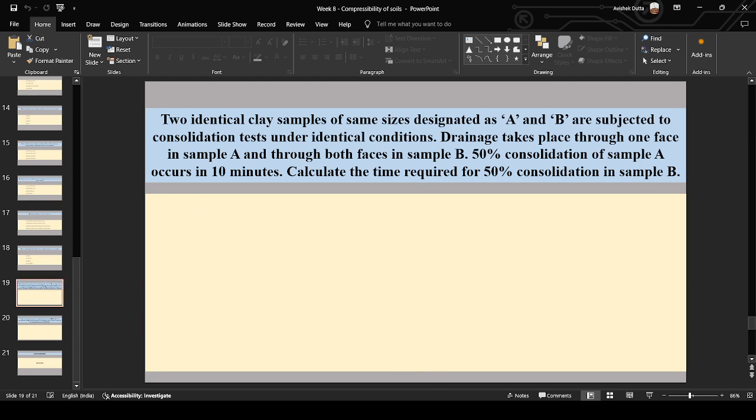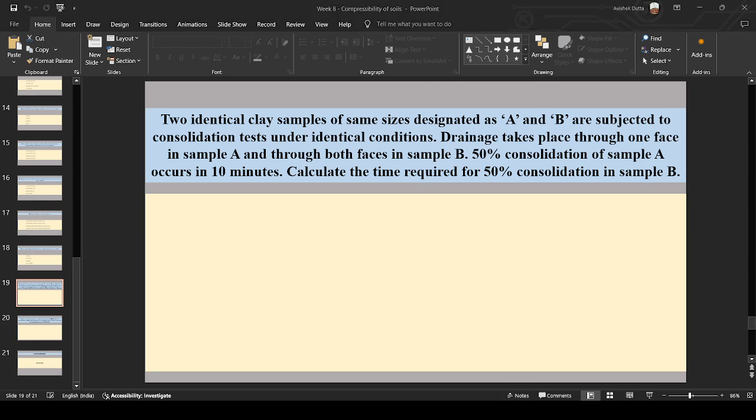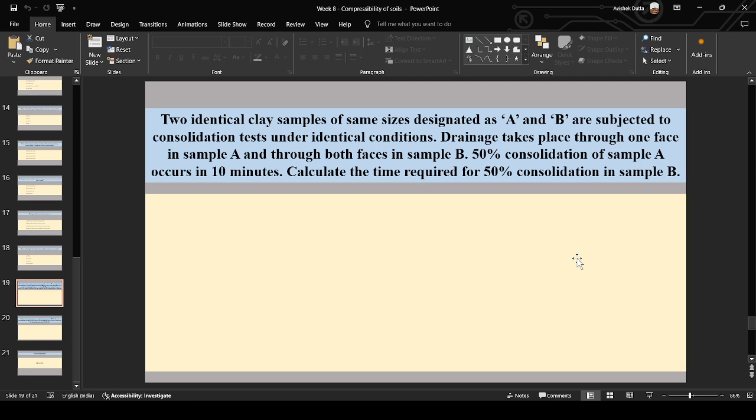Is the question clear? I'll just repeat once. Two identical clay samples of same sizes designated as A and B are subjected to consolidation tests under identical conditions. Drainage takes place through one face in sample A and through both faces in sample B. 50% consolidation of sample A occurs in 10 minutes. Calculate the time required for 50% consolidation in sample B. Obviously, drainage occurring through both faces, it will take much less time, but here the exact time is required. I hope the question was clear.